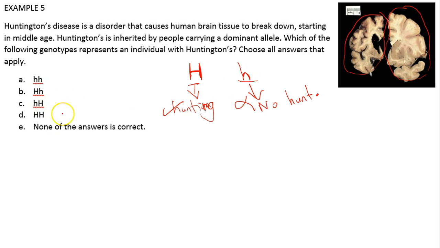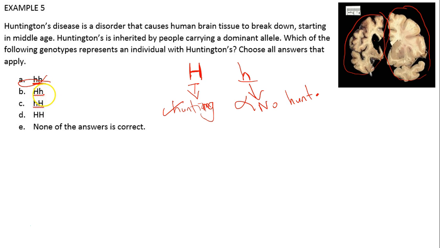Okay, now let's go through them and see which of these should have Huntington's. Alright, A says small h, small h. We're asking whether or not that person will have Huntington's. So small h, small h, that's both alleles for no Huntington's. We know that that is going to be wrong, right? That is not correct. They are not going to have Huntington's.